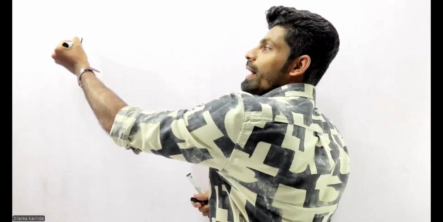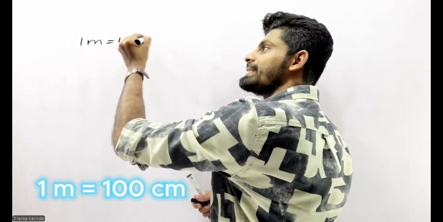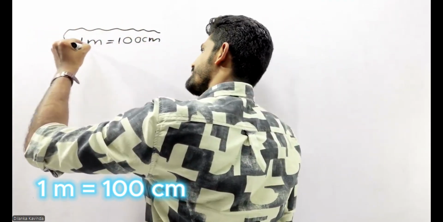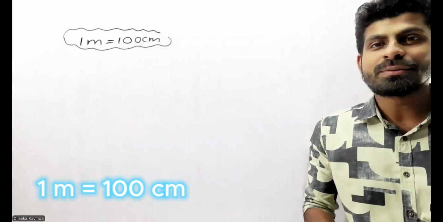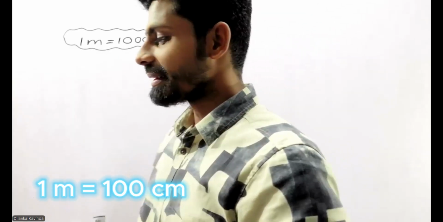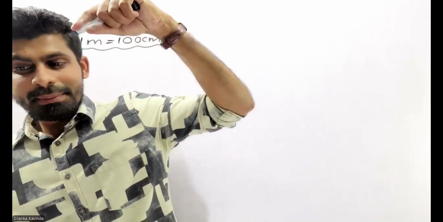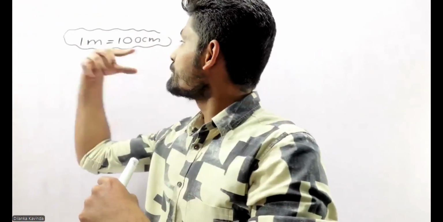Right, so we are moving to the second relationship. What is that one? 1 meter equals 100 centimeters. Now we are going to convert meters into centimeters, quickly.